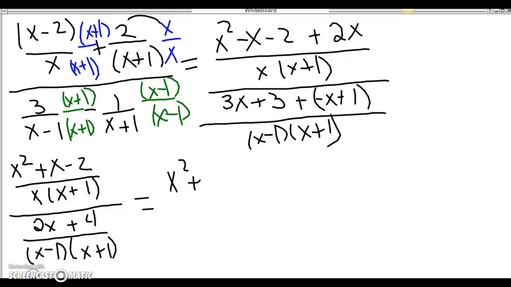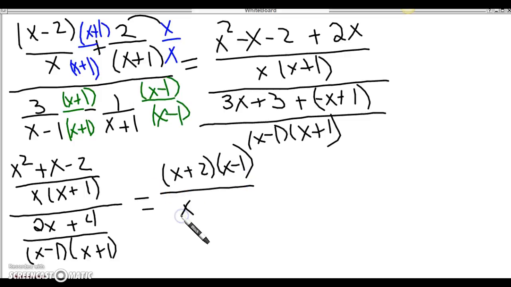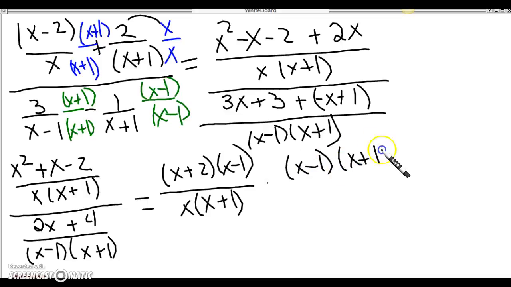Actually, I am going to keep it, but I'm going to factor it first. And when I factor that, I get x plus 2 and x minus 1. So x plus 2 and x minus 1. We know the importance of factoring. And then x times x plus 1 times, and then I'm going to flip this one, so this is going to be x minus 1 up top and x plus 1 up top. And at the bottom, I'm going to factor that. I get 2 times x plus 2.